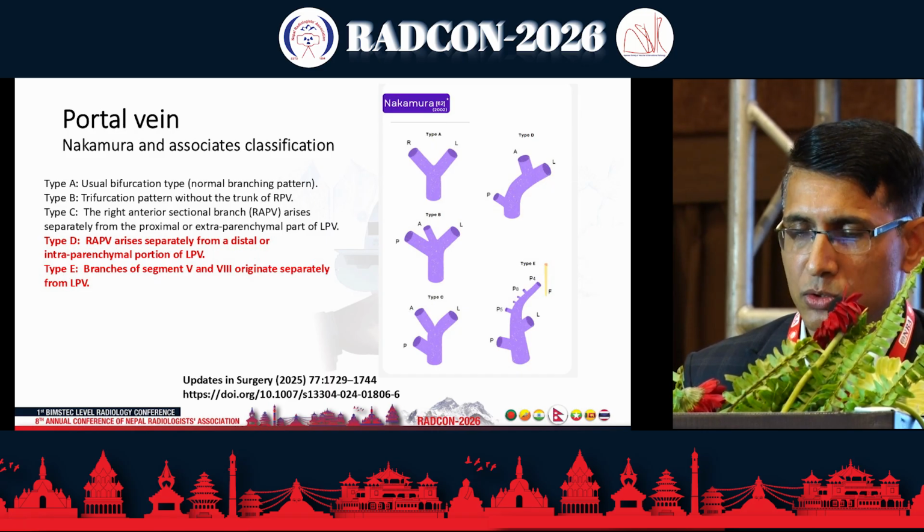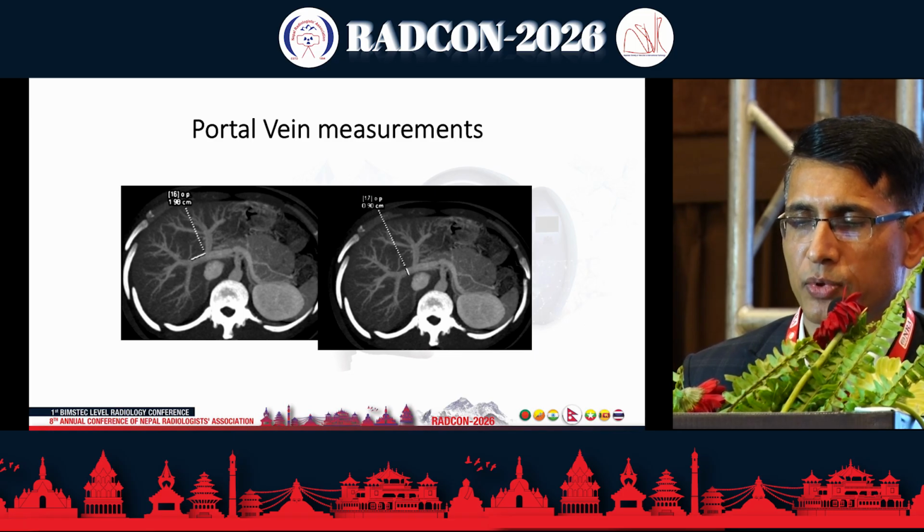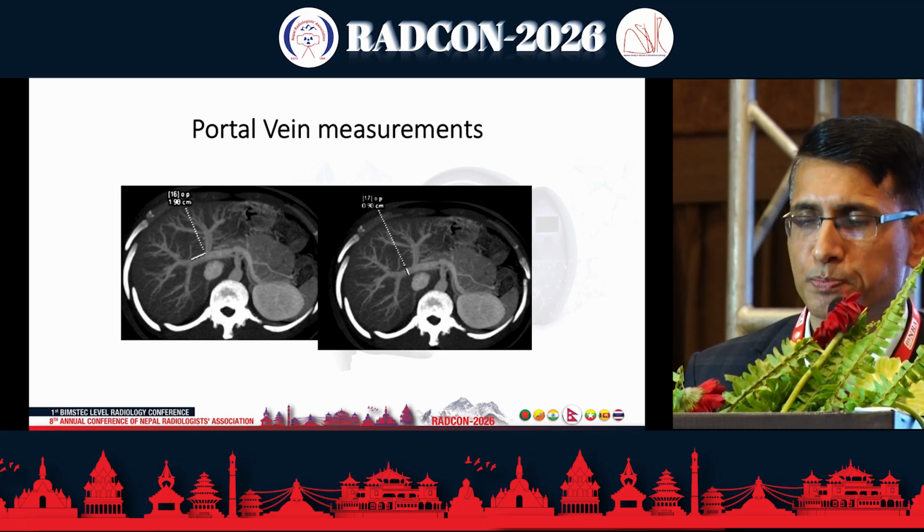So this is the trifurcation pattern, and this is the extrahepatic origin of the right anterior portal vein from the left. So this still we can do the anastomosis.